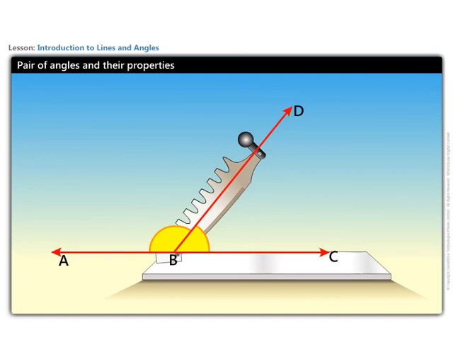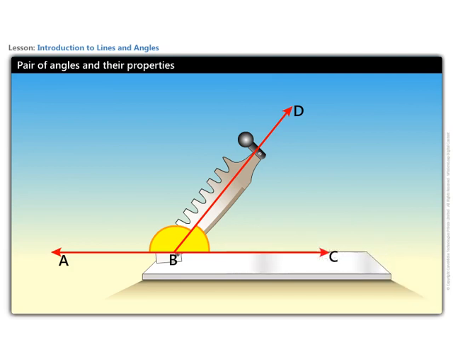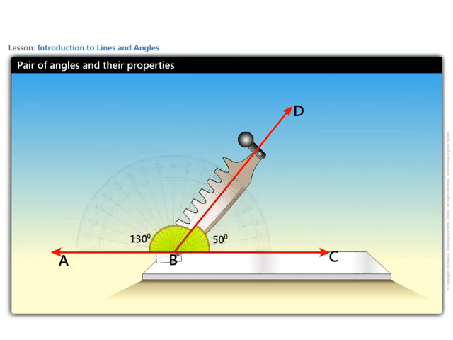The angles formed by the cutting edge with respect to the flat surface form a linear pair of angles. Here, angle ABD and angle DBC is a pair of linear angles. Ray BD is the common arm and point B is the common vertex. Why are they called linear pair of angles? Since the sum of angles ABD and DBC form 180 degrees, they are called linear pair of angles.